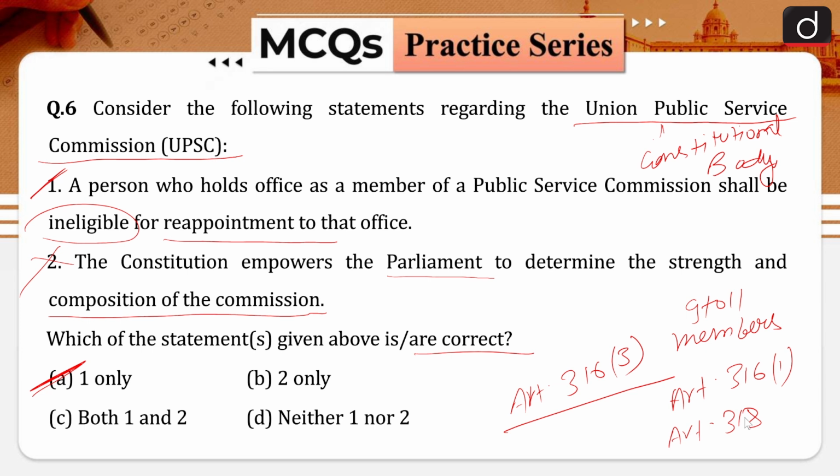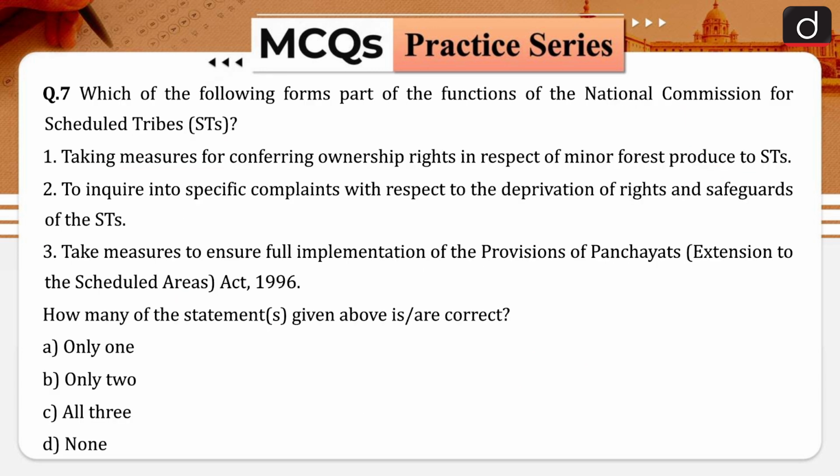If the office of the chairperson falls vacant or he is unable to perform his functions due to absence or otherwise, the president can appoint any member of the UPSC as an acting chairman. And that is why the correct answer for this question is option A, 1 only. Moving forward to the next question of our today's discussion.